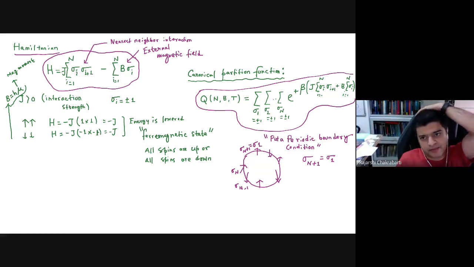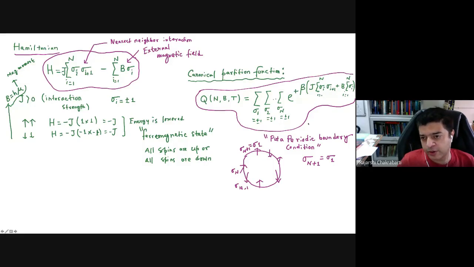Now you have to calculate the partition function. The partition function would be given by this, which is essentially the exponential of minus beta times this Hamiltonian, and you sum over all spin states. So you have n number of spins, and each spin can be in two states, spin up or spin down. These are spin variables, sigma 1, sigma 2, sigma 3, sigma 4, up to sigma n. Each of these could be in plus 1 or minus 1 state, up or down state.